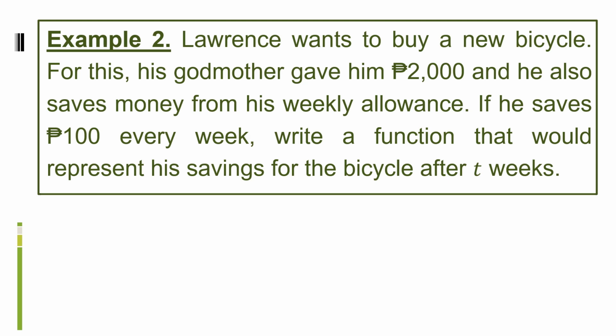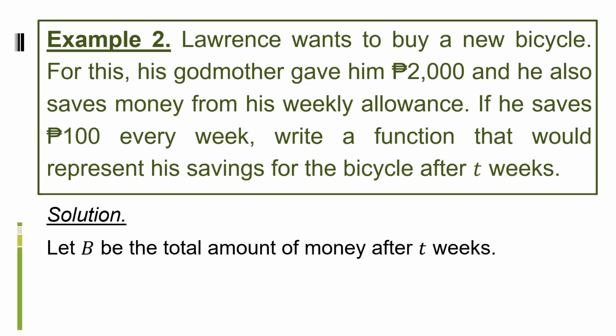Lawrence wants to buy a new bicycle. For this, his godmother gave him 2,000 pesos and he also saves money from his weekly allowance. If he saves 100 pesos every week, write a function that would represent his savings for the bicycle after T weeks. So we let B be the total amount of money after T weeks. Then B of T is equal to 2,000, ito yung binigay ng ninang niya, plus 100T, kung ilan mang weeks yon. So that is now the model for this problem.